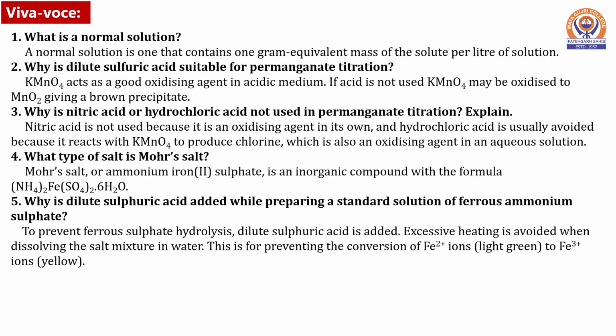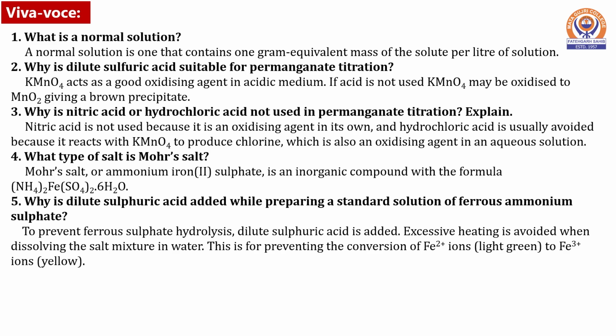Some of the Viva questions related to the practical are: what is a normal solution? A normal solution is the one that contains 1 gram equivalent mass of the solute dissolved per liter of the solution. Why is dilute sulfuric acid suitable for potassium permanganate titration? As KMnO4 acts as an oxidizing agent in acidic medium, if acid is not used, KMnO4 may be reduced to manganese dioxide, giving a brown precipitate.